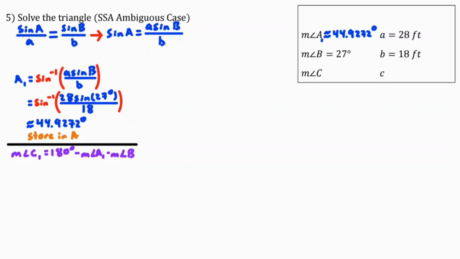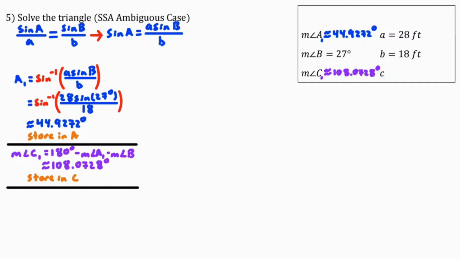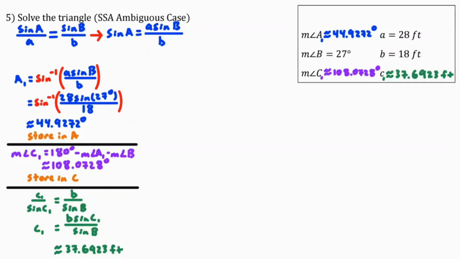angle C. All three angles should add to 180 degrees. Use the stored values, and you get angle C to be about 108.0728 degrees. And then store this value on the calculator. Then let's section this off, and now we need to solve for side C. So C over sine of C equals B over sine of B. Multiply both sides by sine of C, and then substitute the values from the calculator. You get C to be about 37.6923 feet. Let's check.